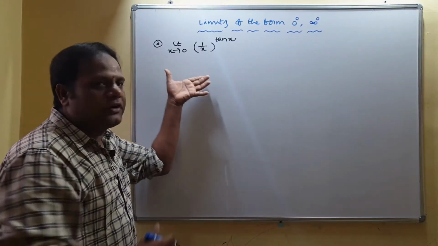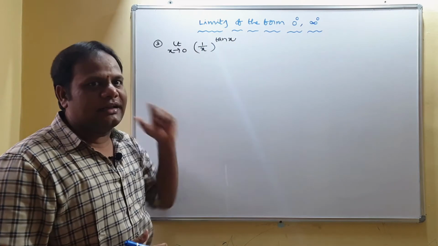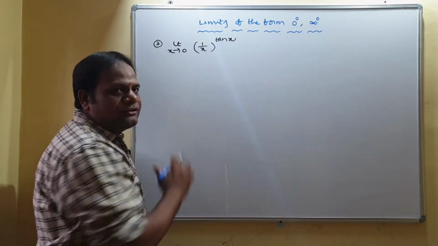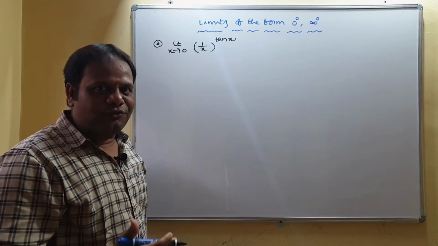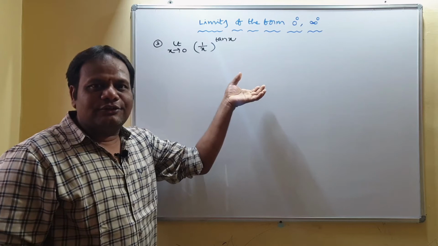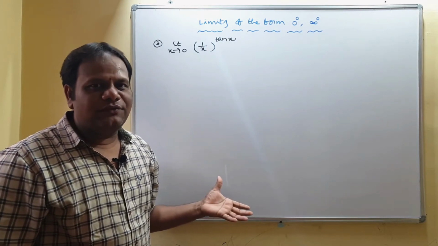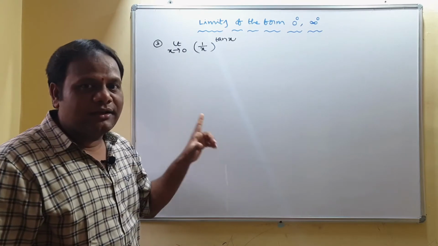Coming to the third one, limit x tends to 0, 1 by x power tan x. So here it takes the form infinity power 0. So again indeterminate form. So what we do? Same story. Again we reduce this into either 0 by 0 form or infinity by infinity form. So to get those forms you have to apply log function.